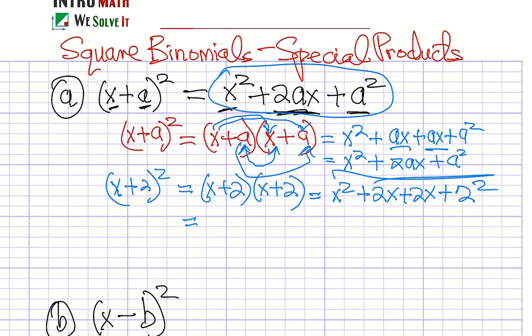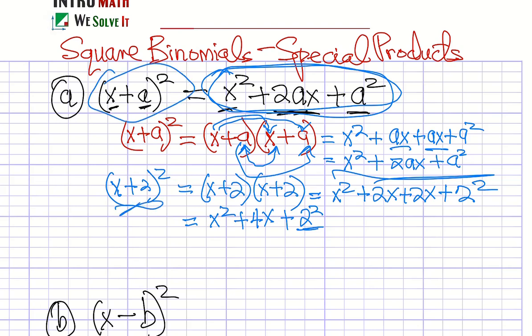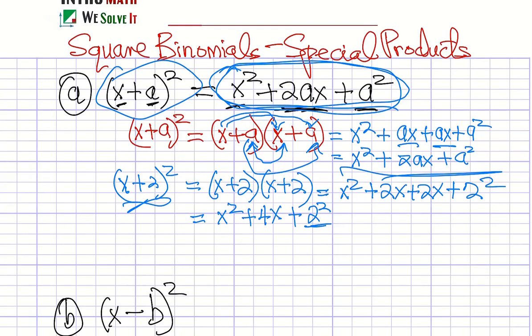Now we can simplify. What do we get? We'll get x squared plus 4x plus 2 raised to power 2. I can write it as 4. But compare this one here to that one. If you understand what that did, you substitute x with x, and a is equal to 2. If you do that, what do you get?